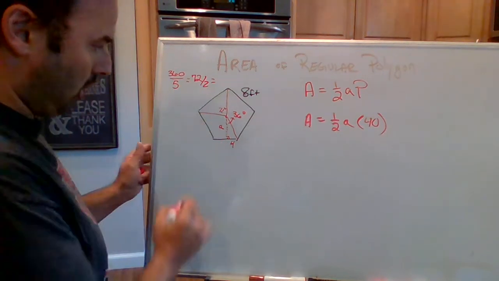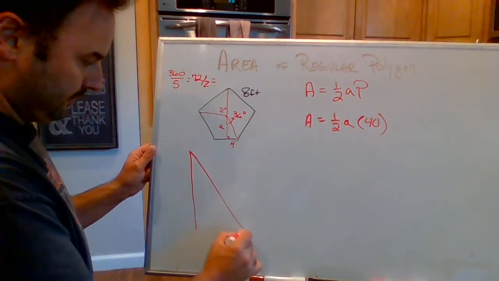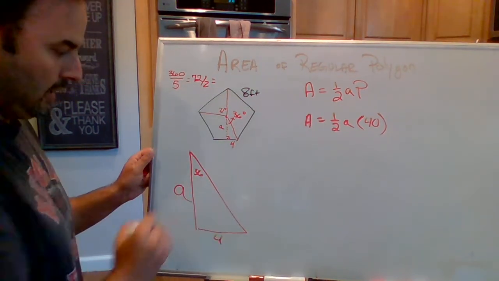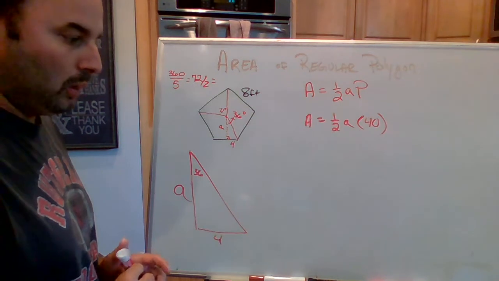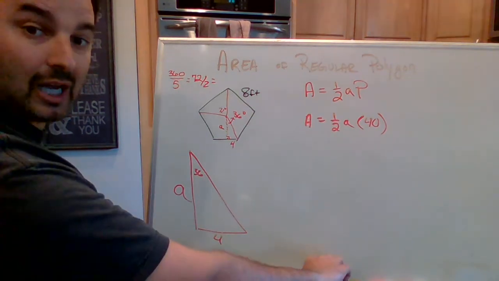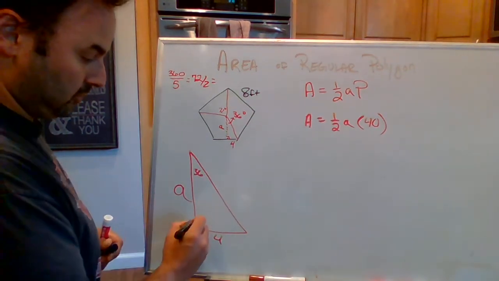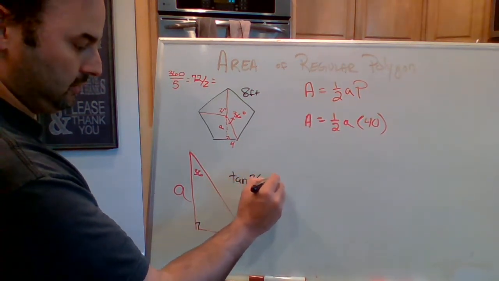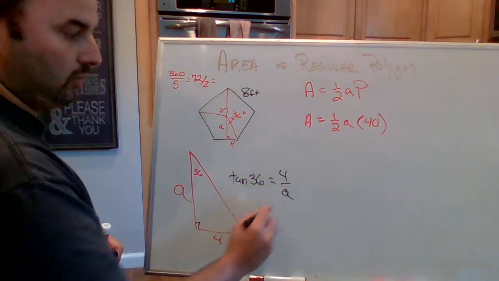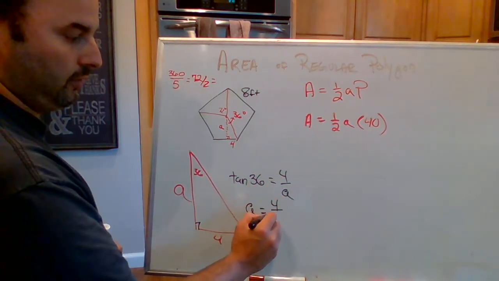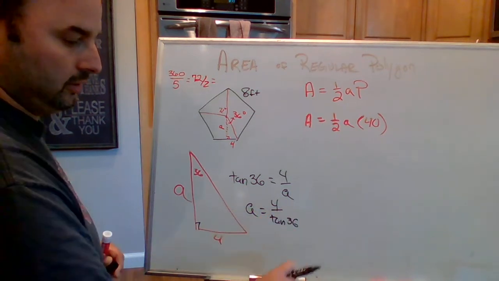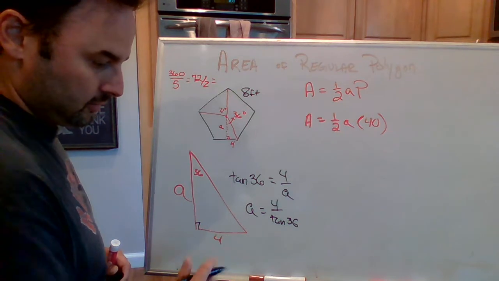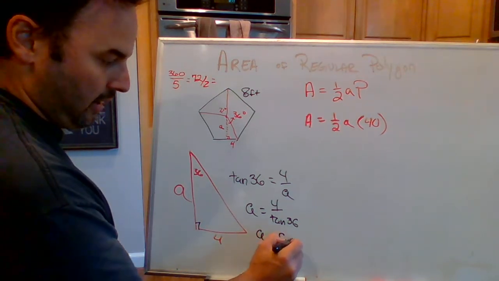So now I just have a right triangle. I'll draw it bigger for you right here. I have 36, 4, and my apothem. Which trig function can I use to solve this? Because there's my right angle. Tangent. The tangent of 36 is 4 over A. So A is 4 divided by the tangent of 36. That's 5.51.